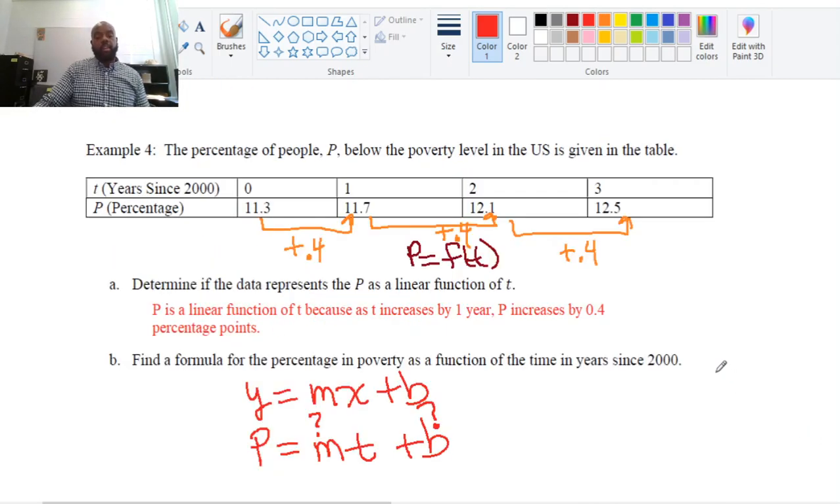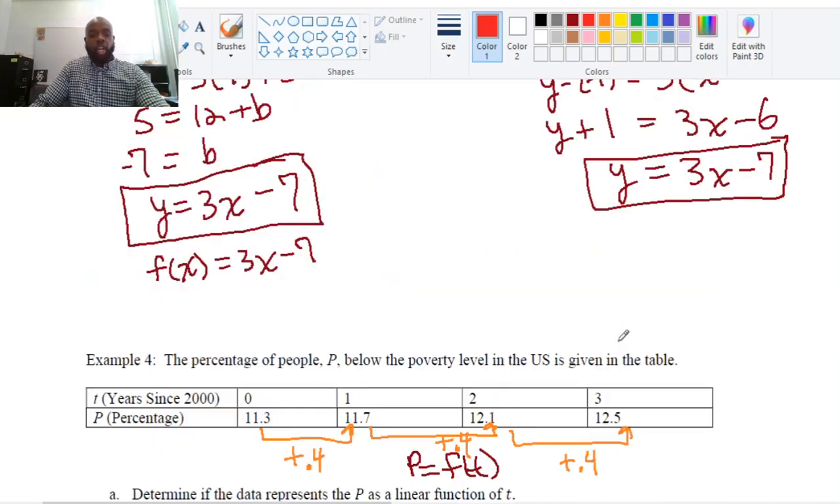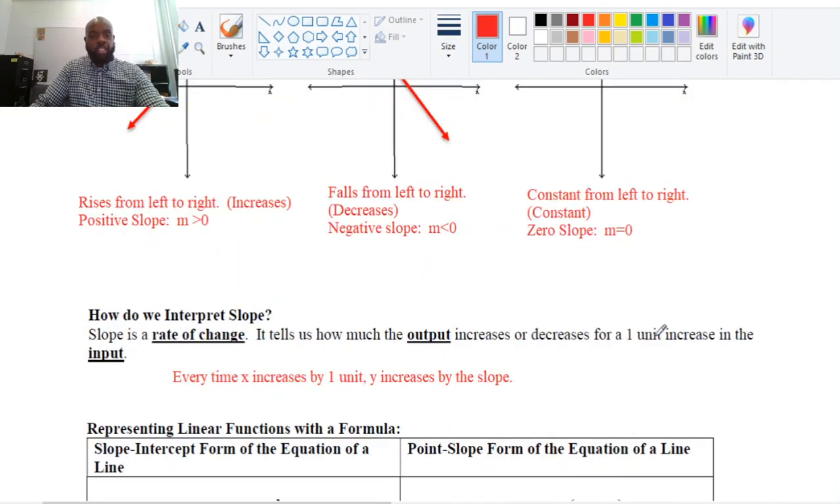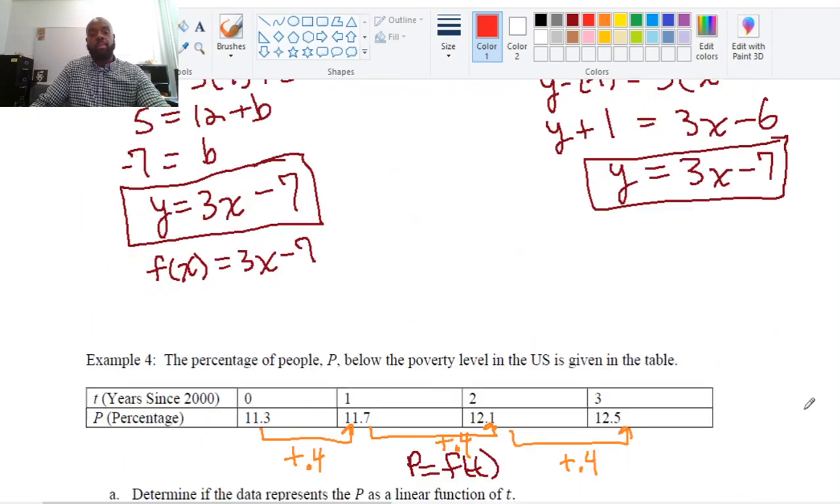Well, if we look here, some information is given, right? Now, I went to the interpretation. I'm going to go back to that interpretation of your slope. Slope is a rate of change. It tells us how much the output increases or decreases for a 1 unit increase in our input. So every time x increases by 1, our y increases by the slope.